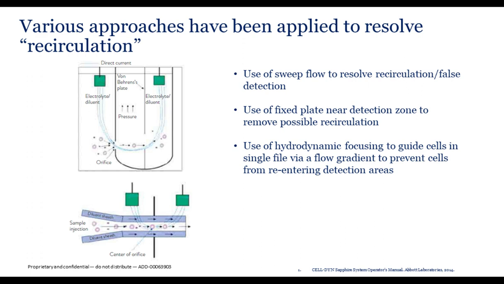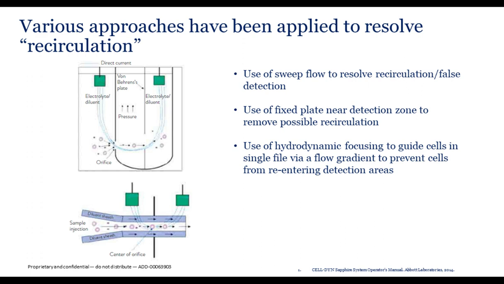Various approaches to resolve this artifact have been applied. Some instrument manufacturers use lateral flow of reagents to sweep already counted cells away from that detection zone around that orifice of the aperture. Other manufacturers use a plate close to the orifice, which ensures that any cell recirculation that takes place will be removed from that detection zone. These devices are often called after their inventor, in this case, the von Behrens plate.